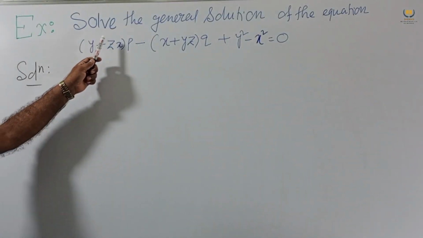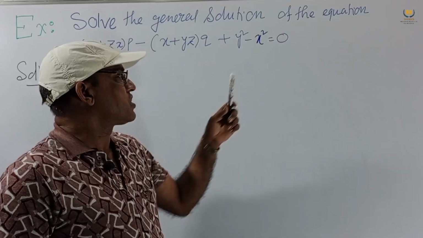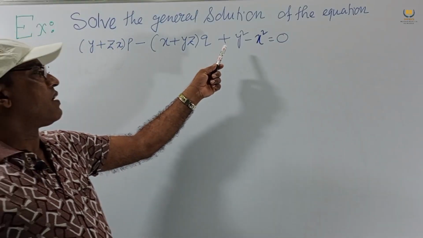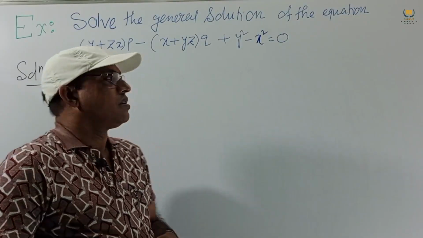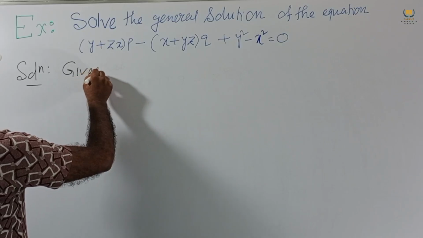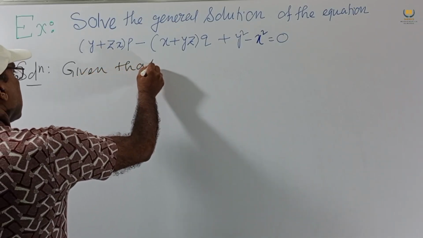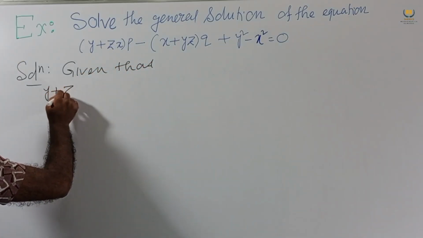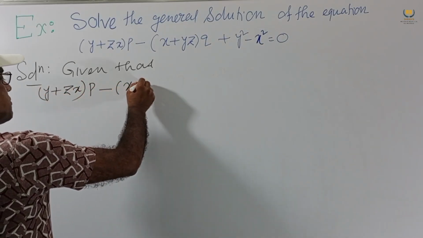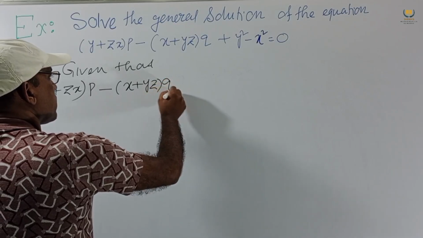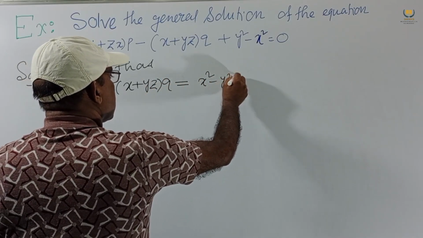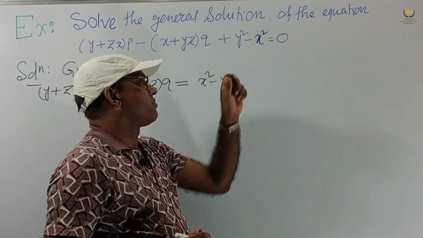Another problem. Solve the general solution of the equation (y + zx)p − (x + yz)q + y² − x² = 0. Now here, (y + zx)p − (x + yz)q can be written as x² − y², if we take the right-hand side, x² − y².